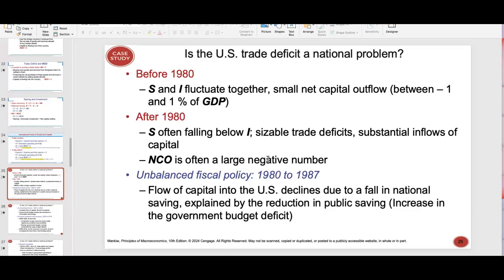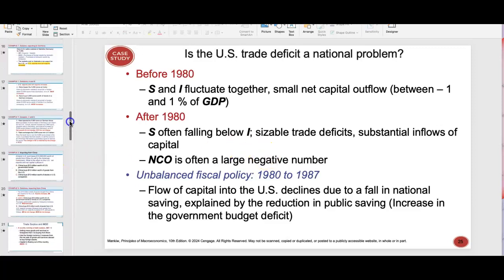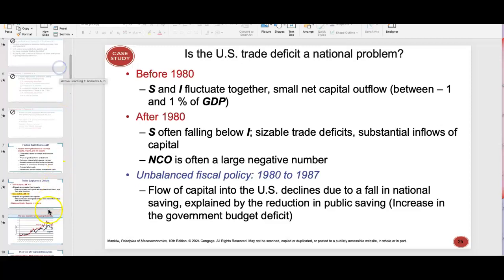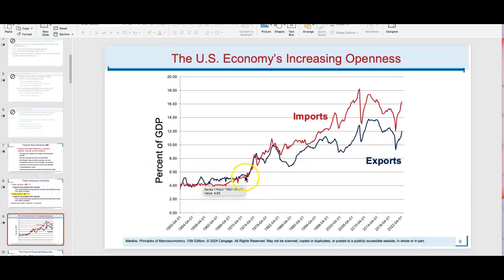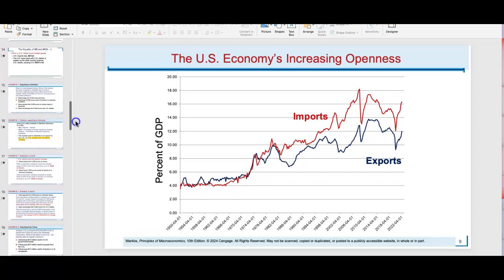But before the 1980s, savings and investments fluctuated together. What does that mean? It means that we had a small net capital outflow and savings and investment were pretty much the same, right? Remember when we looked at that chart here and we looked at imports and exports? They're very similar. We didn't have a big trade deficit up until the mid-80s, right? So this is what we're looking for. Savings and investments pretty much stayed the same, because savings and investments are not going to be the same anymore when the net exports is going to be a big negative or a big positive number, right? So what happened up until the 80s?